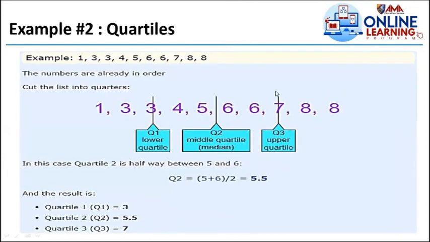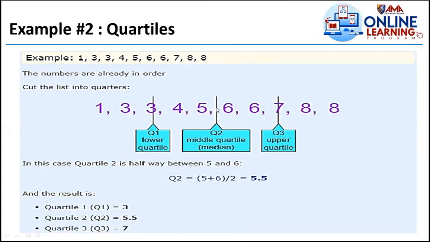Next, another example. We have 1, 3, 3, 4, 5, 6, 6, 7, 8, 8. So, the numbers are already arranged in order. So, tulad po ng median, naka-arrange na po siya, wala na tayong problema. We're going to count the elements. 1, 2, 3, 4, 5, 6, 7, 8, 9, 10. So, we're going to look for their middle. So, middle numbers nila is 5 and 6. So, these are the two middle numbers and we're going to get their average. Kaya ang average po niya, 5 plus 6 divided by 2, our median is 5.5.